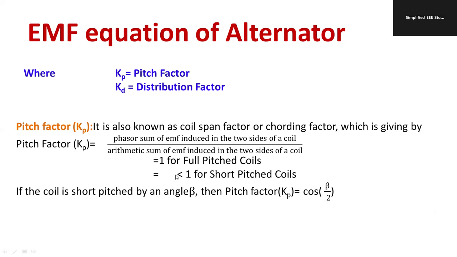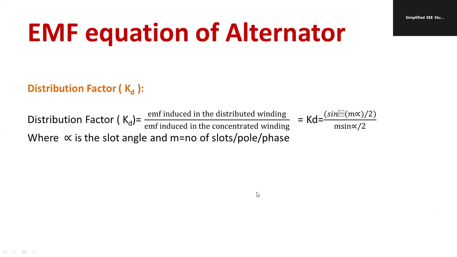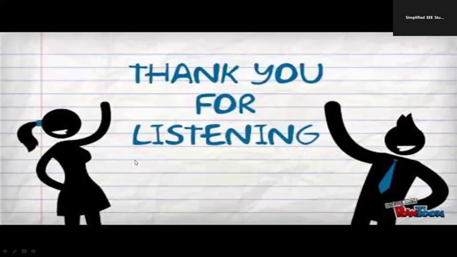We can also say the angle beta can be calculated by cos beta by 2. That I will discuss in the coming session. Distribution factor Kd is nothing but sine m alpha by 2 divided by m sine alpha, where alpha is the slot angle and m is the number of slots per pole per phase. These are the basic equations of pitch factor and distribution factor that should be considered along with the EMF equation.